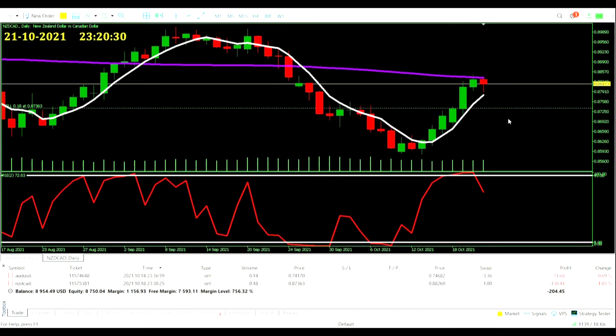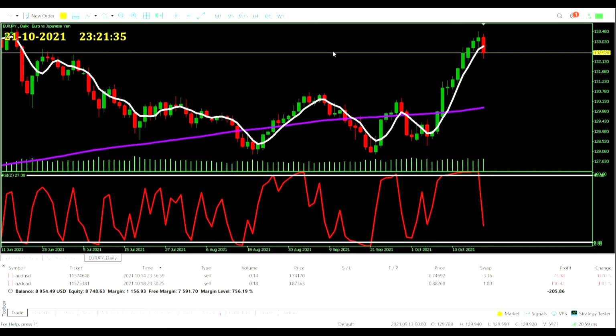There is still a chance for profit, but the train is about to leave the station. No action on this one either. See if we've got any new entries out there. Some of these currencies are now getting sold off in favor of the Japanese yen.